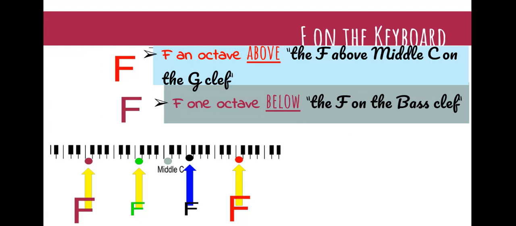So on the next slide, you can see the middle C there. You can see the F, which is now coloured in black. You can see a note on the F an octave above, which is coloured in red. If we go back to the left of middle C and the bass clef, you can see a note which is coloured in green, so that's one octave below that other F. And then we've got another note which is coloured in purple, and that's an octave below the green F.